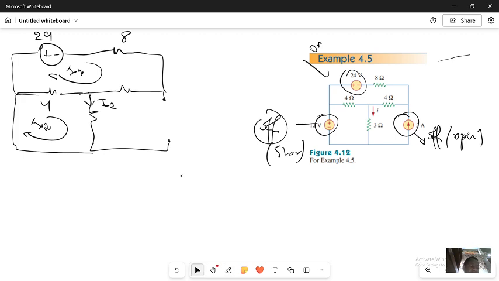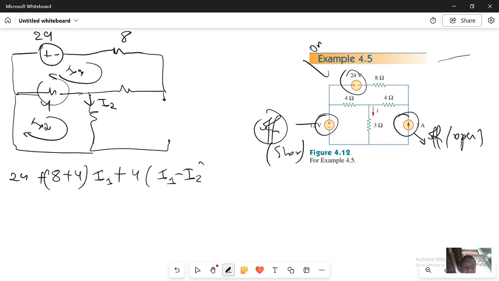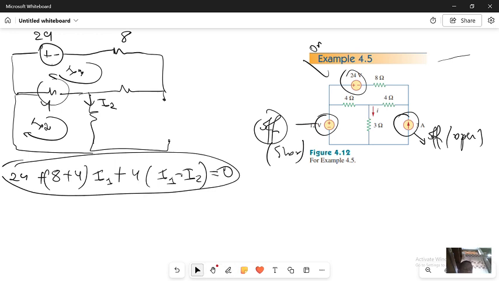In mesh 1, I have this one come here. It's going to be 24 plus 24 plus 8 plus 8 plus 8. Since it was 8 and 4, it's going to be 8 I1 plus 4 I1. They are in series, so I can directly make 8 plus 4 I1. Now this 4 is between mesh 1 and mesh 2, so I have plus 4 (I1 minus I2) equal 0. Now you have the first equation. We know how to solve it.